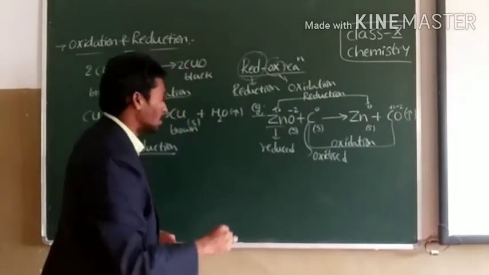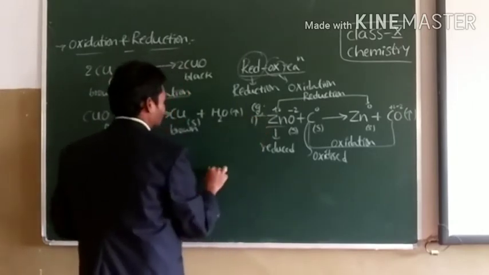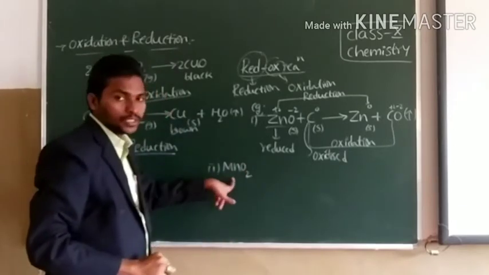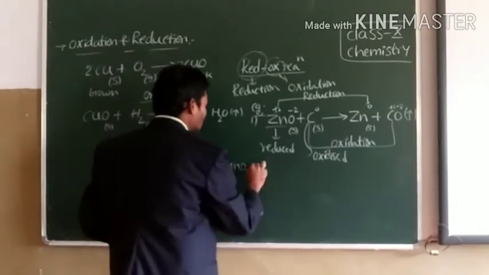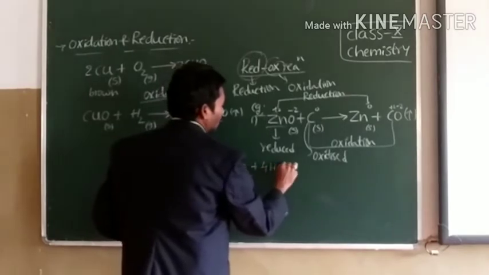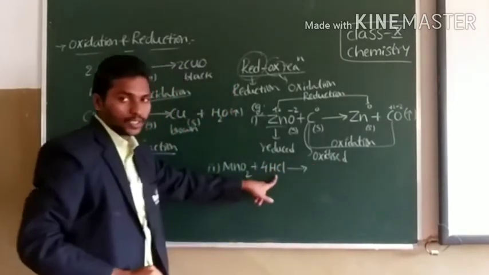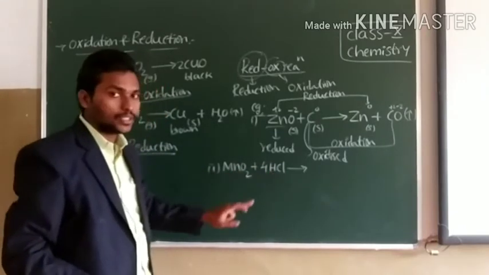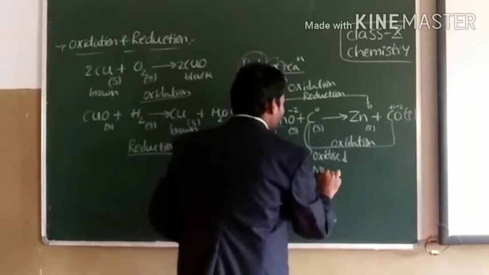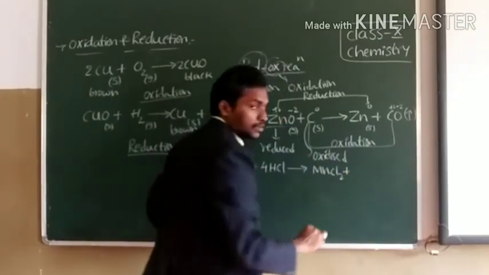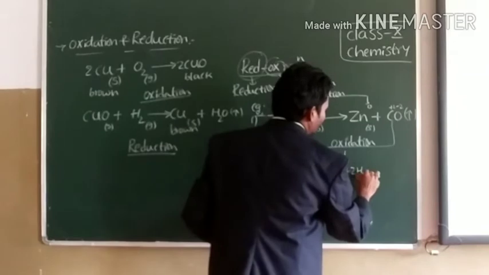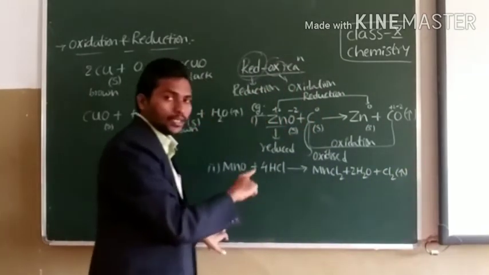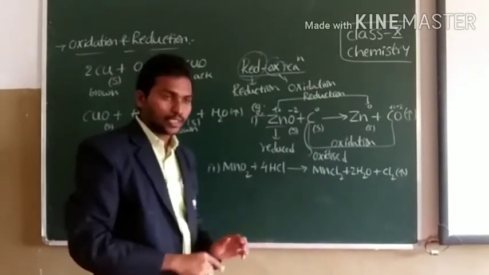Let us take one more example of redox reaction. MnO2 means manganese dioxide. MnO2 plus 4HCl. HCl is hydrochloric acid. The reaction between manganese dioxide and hydrochloric acid forms MnCl2 plus 2H2O plus Cl2. Let us verify the equation whether it is a balanced equation or not.